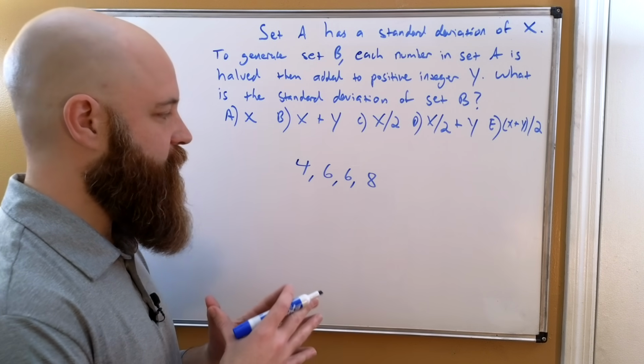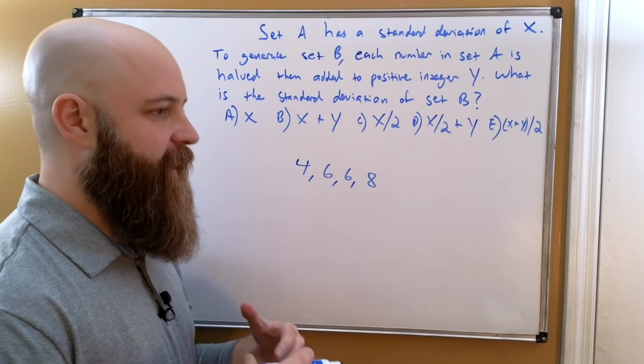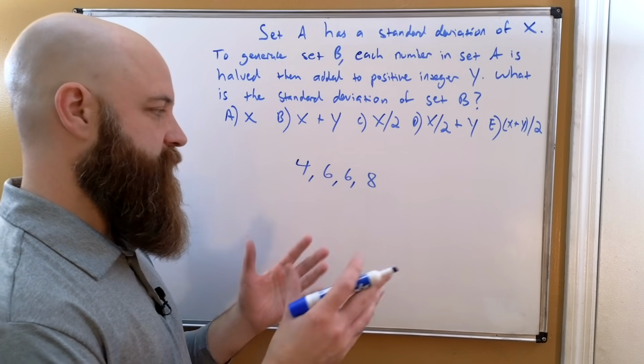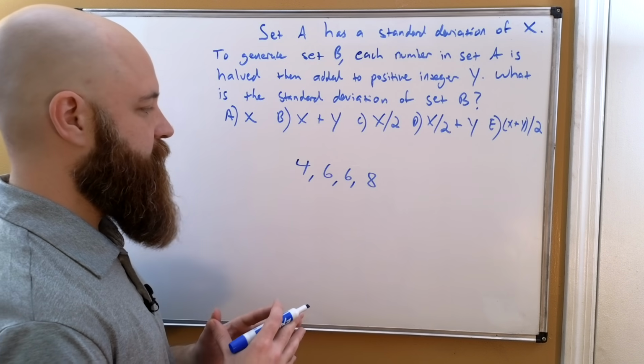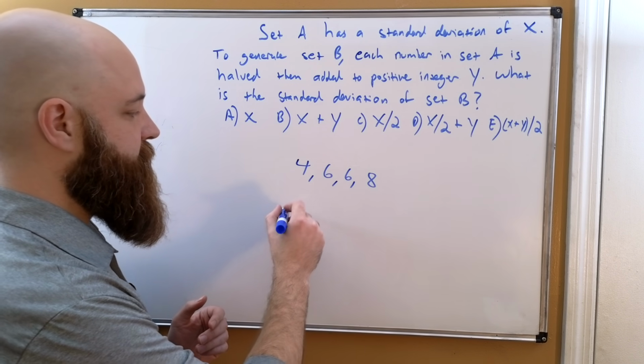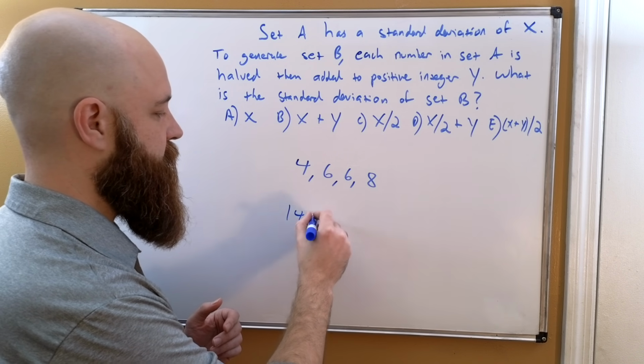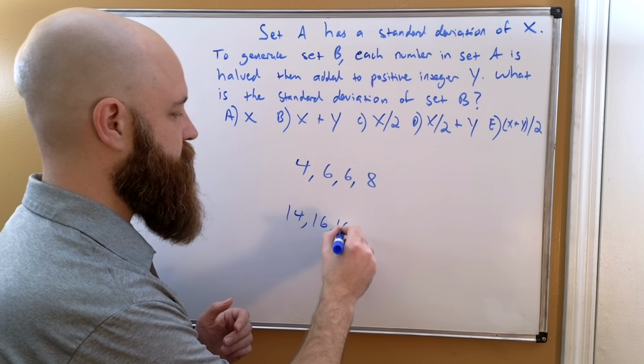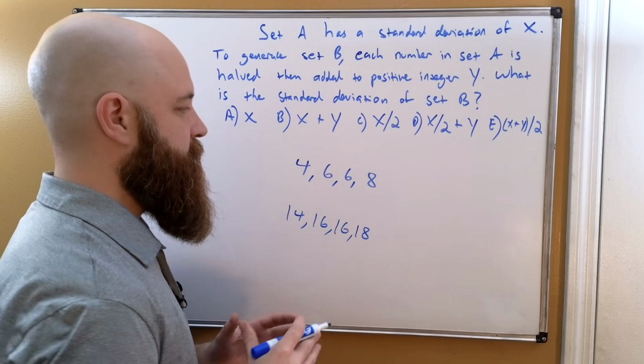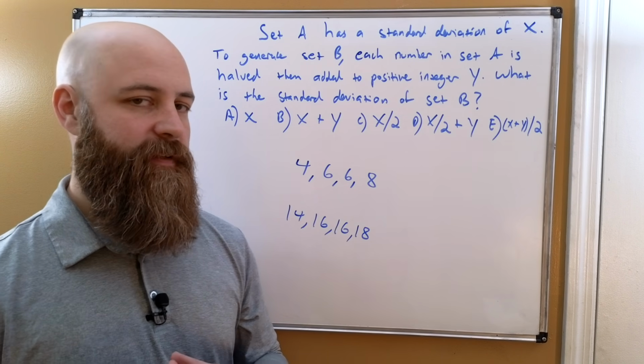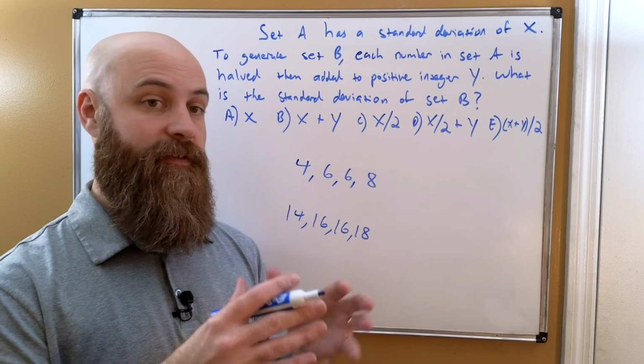Okay, so let's try to answer that question, and we'll start with, what if I add some number to every number in a set? What happens to the standard deviation? So I'll add 10 to every number in this set. I'll get 14, 16, 16, 18. And now the question is, what happened to the standard deviation? Did it get bigger? Did it get smaller?